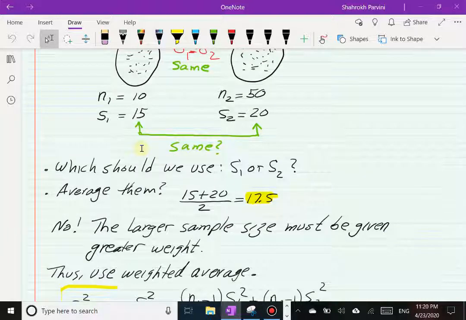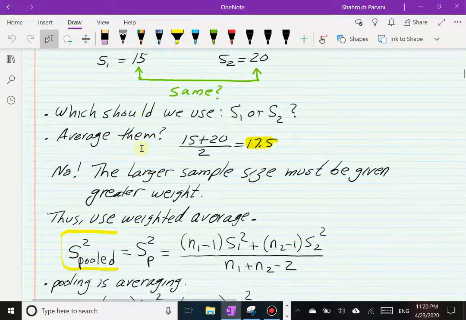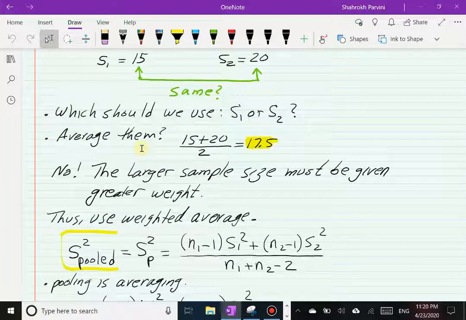So how are we going to weight the averages? In other words, we use a weighted average. Here's a formula that we're going to do. We're going to actually, what they call pooling them. We're going to pool these deviations together. So the formula now is this: S squared pooled, and for short I've written that as S squared sub P.